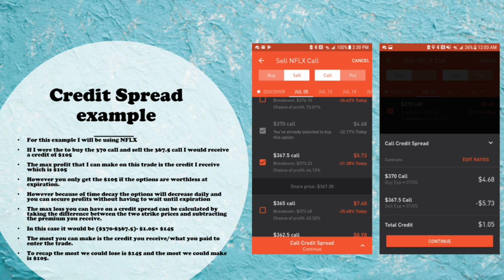So the way you calculate the max loss on a credit spread is you take the difference between the two strike prices and subtract the premium you received. In this case, it would be the 370 strike minus the 367.5 strike, and you subtract the credit you received, which is 105, and you would be left with 145. So to recap this trade, the most we could lose is $145, and the most we could make is $105.